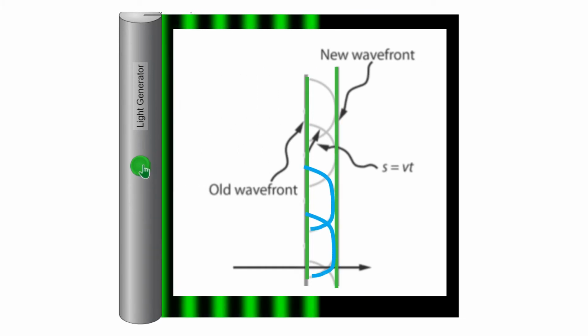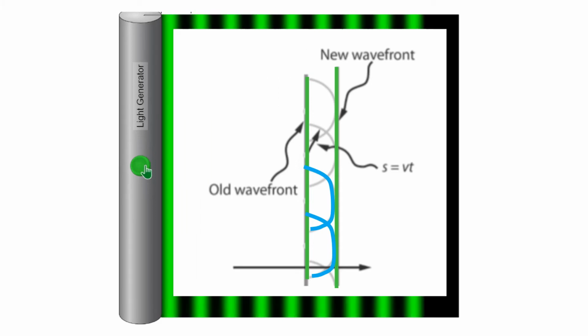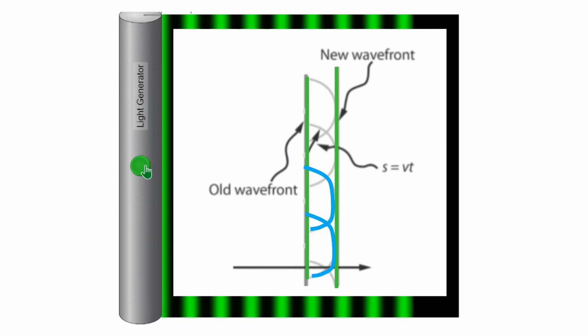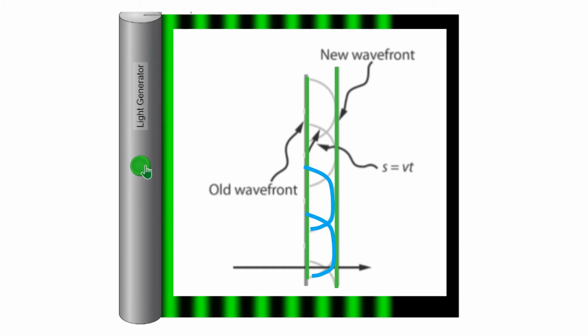Huygens' principle works for all types of waves including water waves, sound waves, and light waves. The principle is useful not only in describing how light waves propagate, but it is helpful in explaining the laws of reflection, refraction, and diffraction. The Huygens principle also tells us how and where light rays interfere.